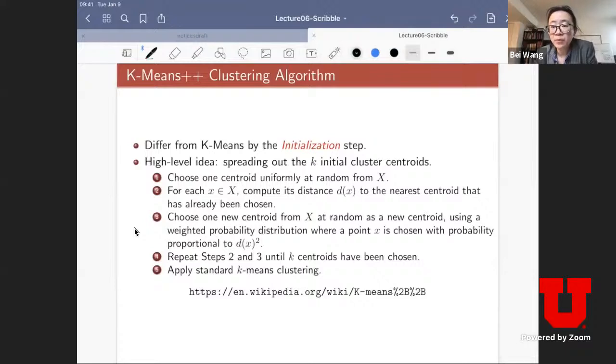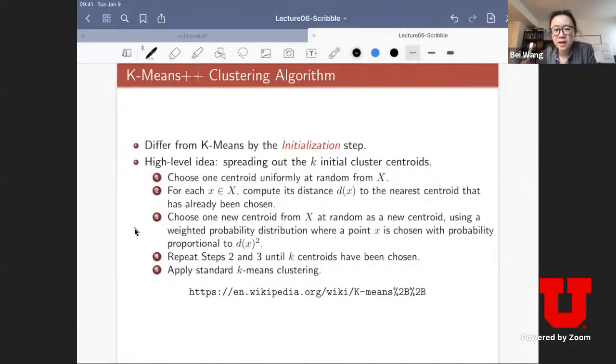And then for every single point in the remainder of the point cloud, you compute the distance to the nearest centroid that's already been chosen. Then your third step is you choose one new centroid from the point cloud at random, using a weighted probability distribution where the point is chosen with probability proportional to this distance. Okay, so what does this mean? That means every single point can potentially be chosen as a new centroid, except that the point furthest away from the existing centroids is the one that is going to be chosen with higher probability.